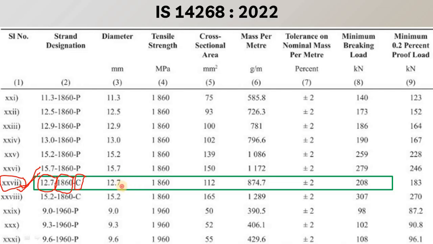So this is the diameter 12.7, we have 1860 Newton per mm square as a tensile capacity, a cross section area of 112 mm square, a mass of 874.7 gram per meter, and a tolerance of plus or minus 2%. We have a minimum breaking load of 108 kilonewton, and a minimum 0.2% proof load of 183 kilonewton. So let us see one example in which we will use the same data that is highlighted in the green box.